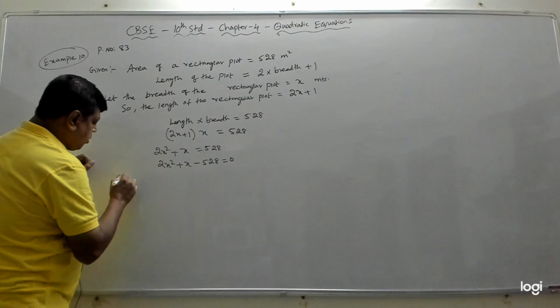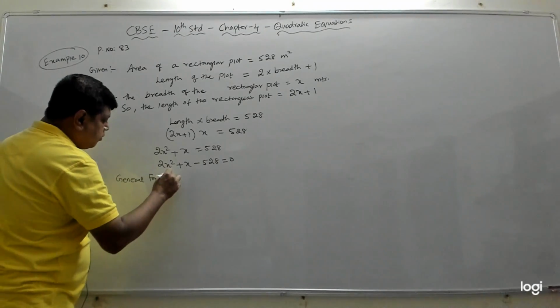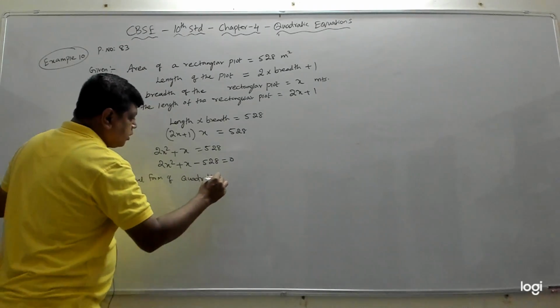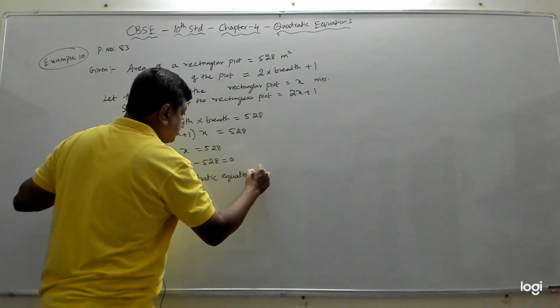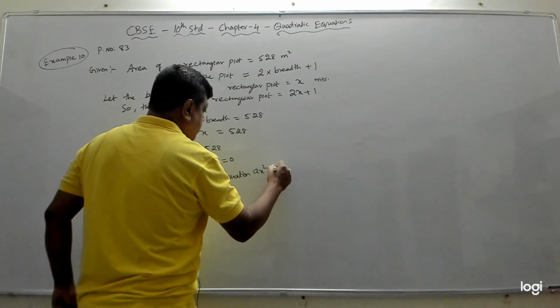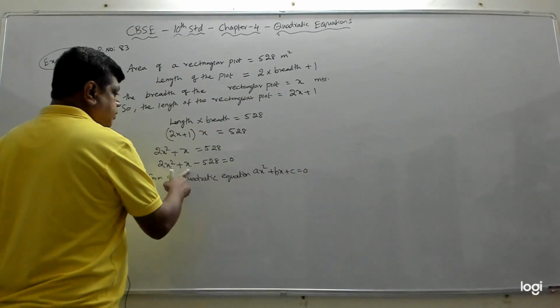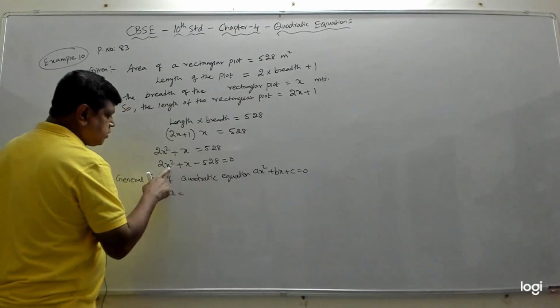So the general form of quadratic equation is what? Equation is ax square plus bx plus c equal to 0. Now compare this equation with this. Let's identify what is a. What is a here? a is the coefficient of x square. Coefficient of x square is 2.